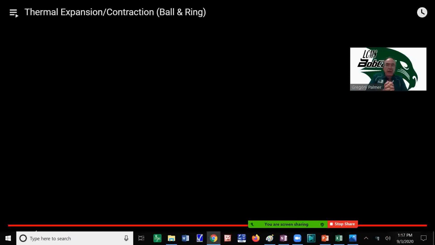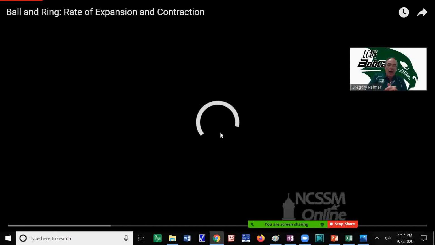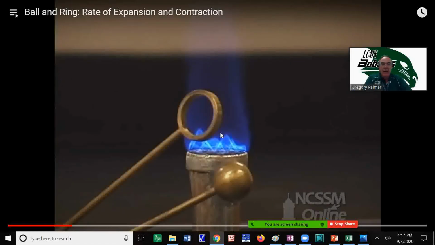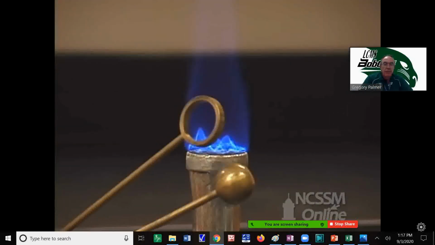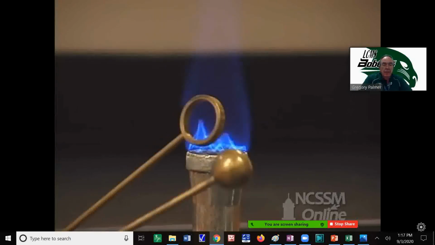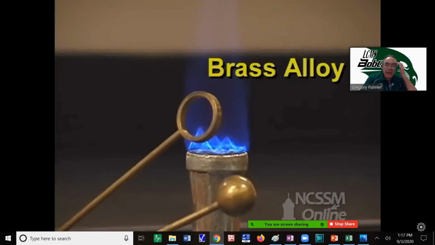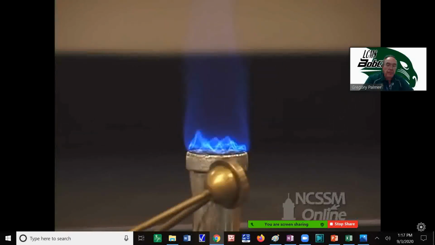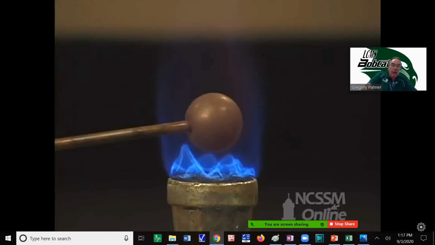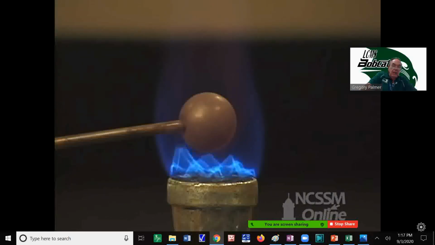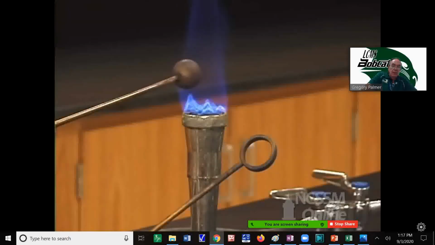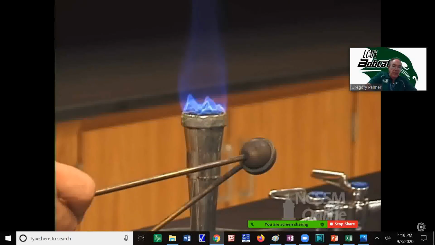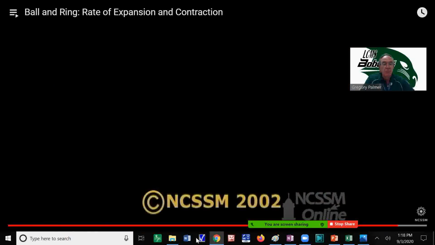Now this next video, they're going to do exactly the opposite. They're going to heat the ball, the brass knob, up, and then see if it fits. So they heat the brass alloy, and it easily fits through there, because the particles are moving faster, and the faster they move, the bigger it got. Now they're heating the other piece up, so the particles in that brass knob are going to be moving fast. It should get big, and it's too big to fit through the brass ring now. That's because it expanded in the thermal expansion.